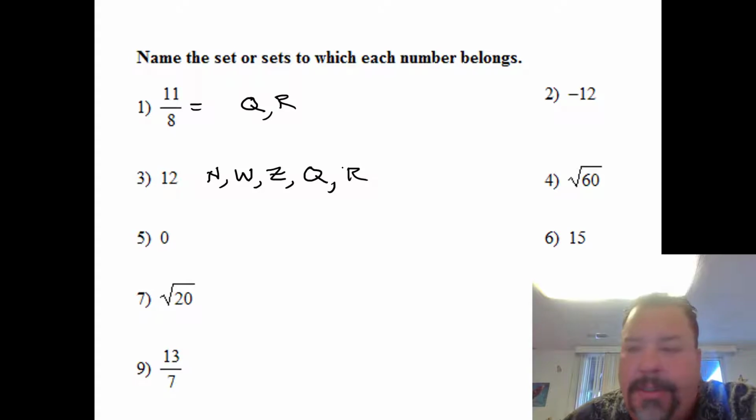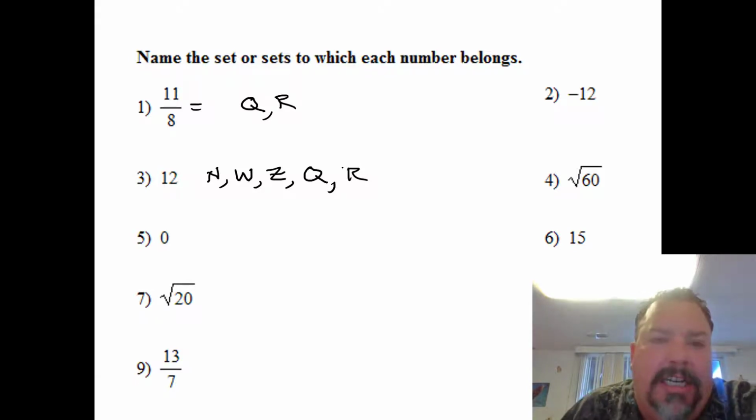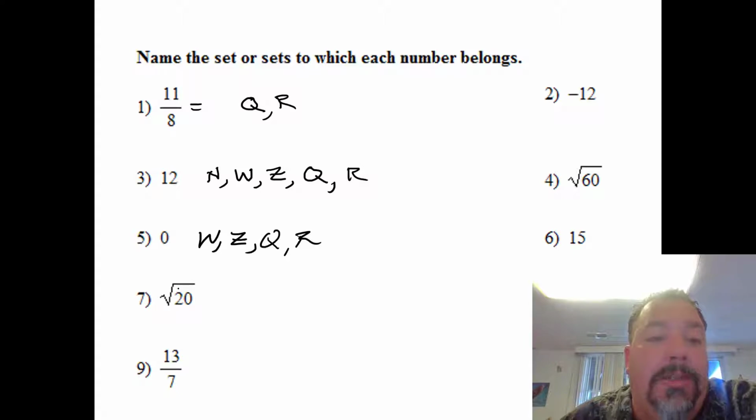It's not irrational. So if you're rational, you're not irrational, and vice versa. Irrational, you're not going to be rational. 0, where do I first see 0 on the list? Well, that's going to be a whole number, and it's an integer. And it is a rational number, because I can write it as a fraction, 0 over 1, and then it's a real number.